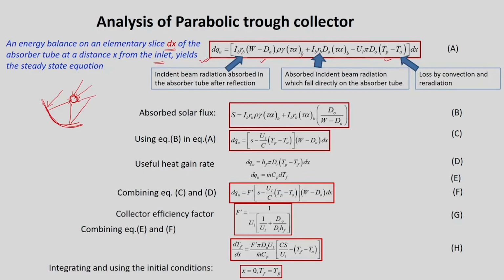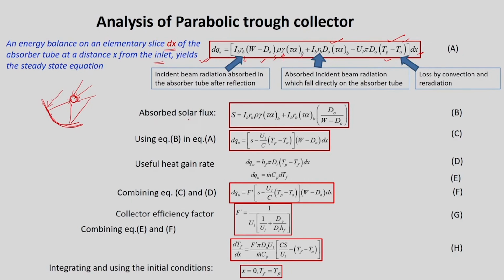IB is the beam radiation, and RB is the tilt component which has to be multiplied, because all the radiations are not coming. Some losses will be there. Then this is the reflectivity of the reflector, and this is the gamma which has to be multiplied, because all the radiations are not striking the absorber. These values are already defined, and these are the losses. Tp is the absorber plate temperature or absorber tube temperature, this is the ambient temperature, and this is dx, the slice.